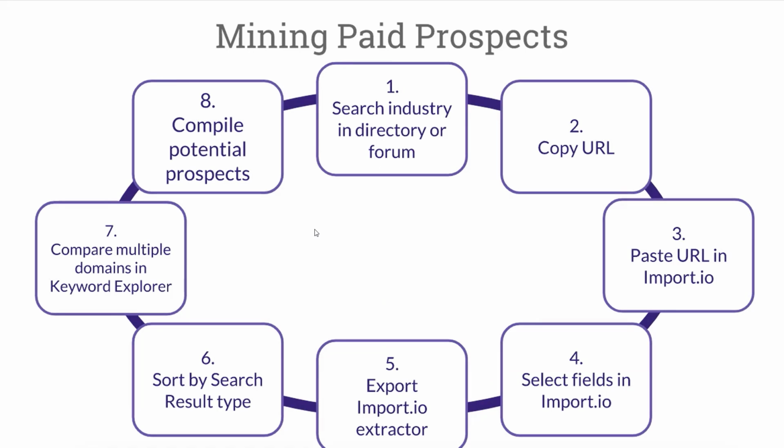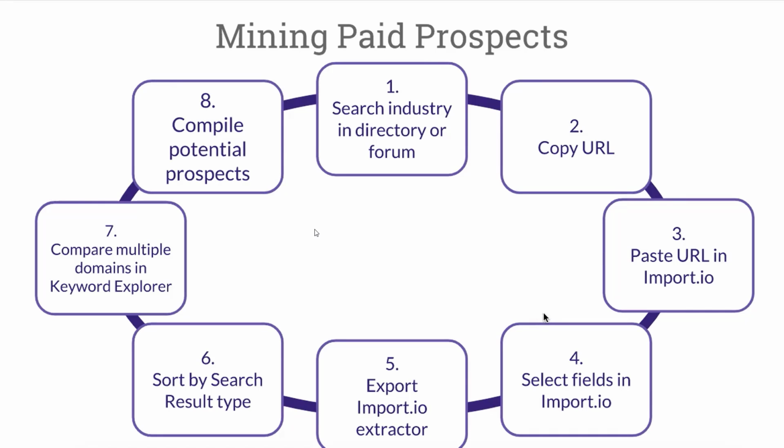We're going to go through this process of prospecting for paying clients by an industry. And you can see the process here on your screen. This is an 8-step process that you can use to find potential clients, and we'll go through each step one by one. We'll start with searching an industry in a directory or forum, and then copying that URL and pasting it into a mining tool.